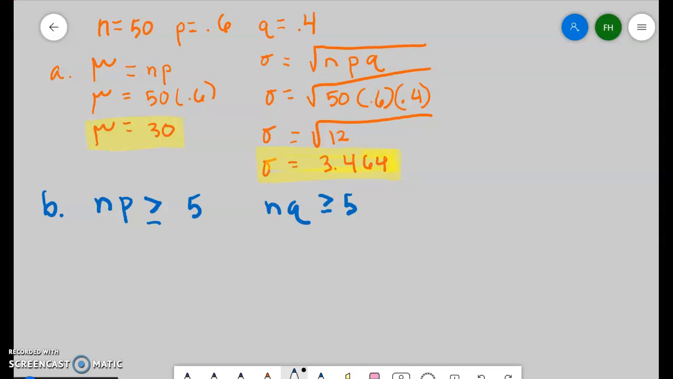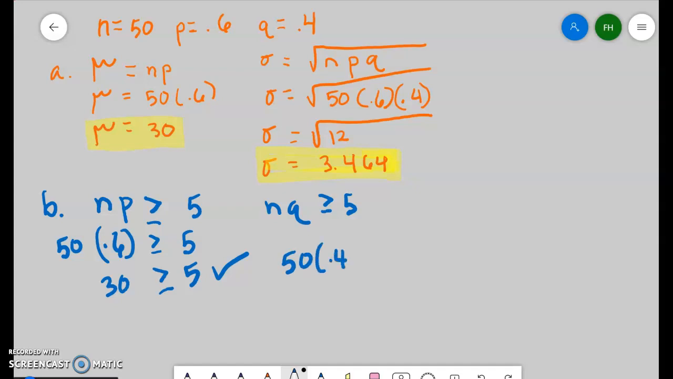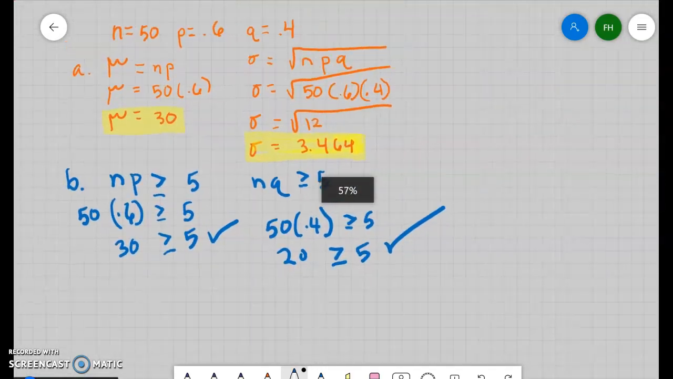So remember, we already said N, we know what N times P is. That's just your mean. I'm just plugging in my values. 30 is definitely greater than or equal to 5, so that's good. But for the second one, we're going to do 50 times 0.4, which is Q, and that is 20, and 20 is definitely greater than or equal to 5. So we will use the normal distribution to approximate the binomial distribution. So that is really important to note.